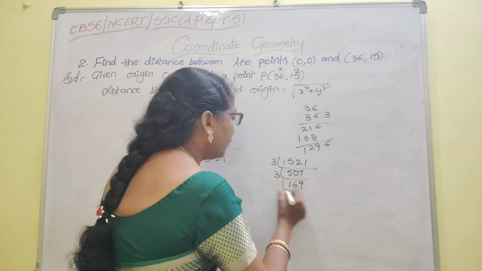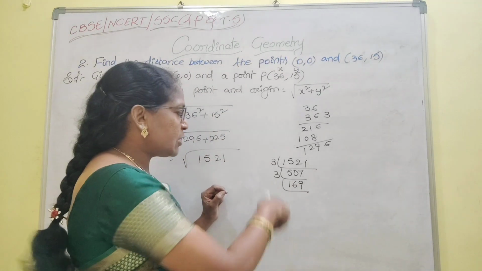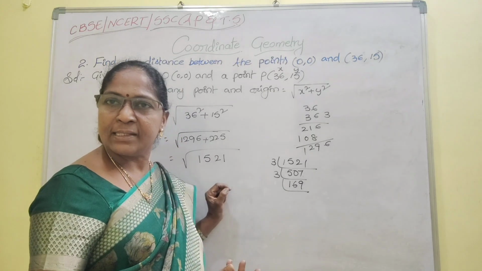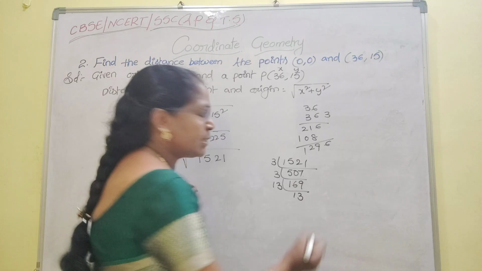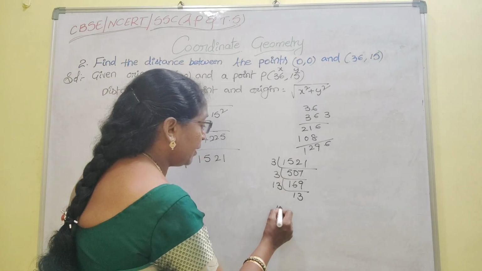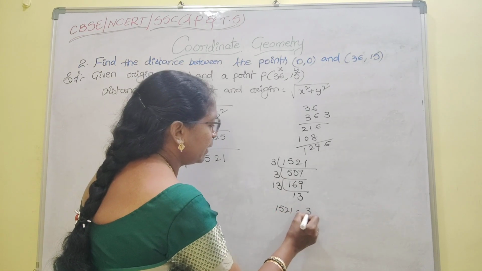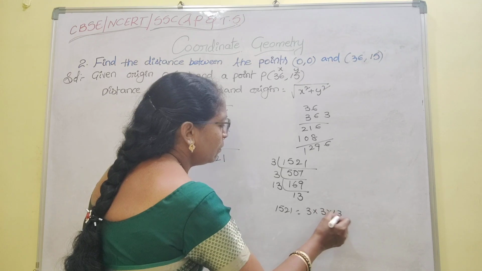Now what you have to do in this, which number is divisible? Just check it. 13 divides this number. So 13 into 13 is 169. Yes, so 1521 equals 3 into 3 into 13 into 13.